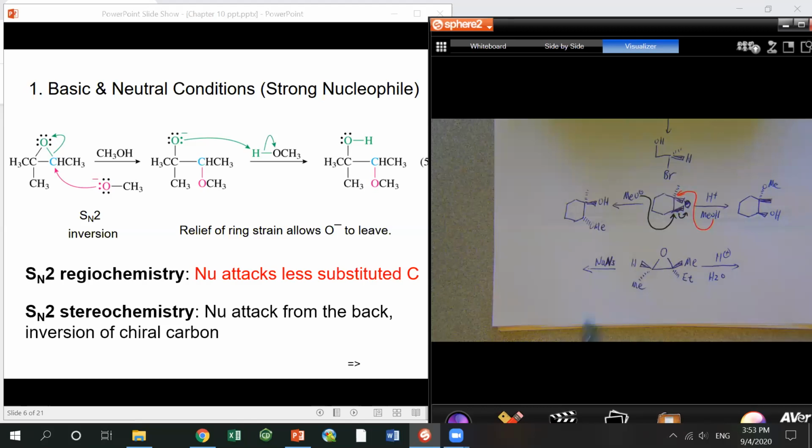All right, try to practice on this one. I will go through the answer in class next time. Make sure that you first find out where the nucleophile goes, left carbon or right carbon. Second, you have to show your stereochemistry. Back attack, keep in mind.